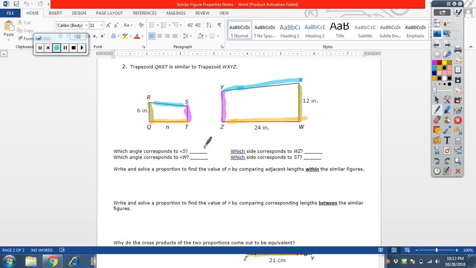Which angle corresponds to angle S? So let's look at S. We got purple, blue. Purple, blue. Which angle corresponds to angle W? Here we are. Green, orange. Green, orange.